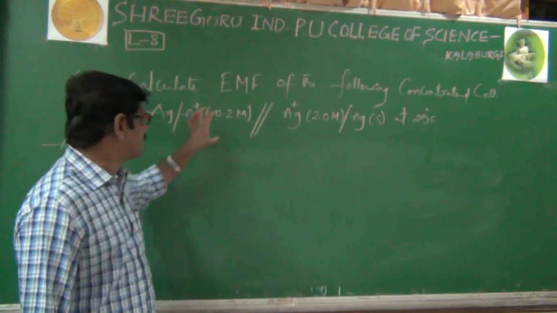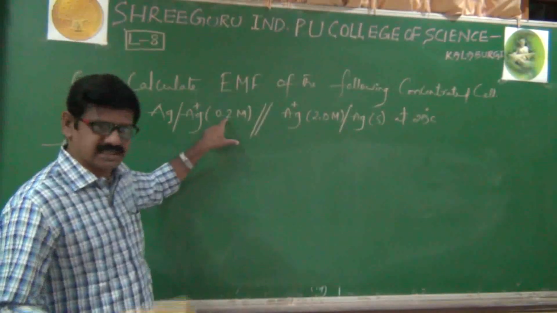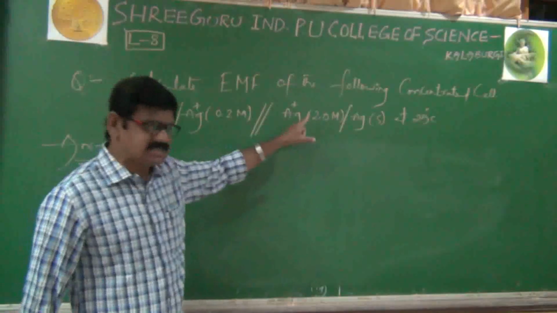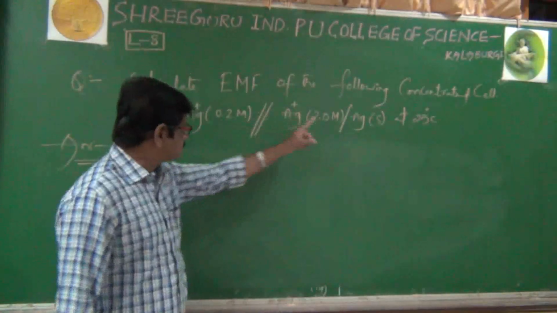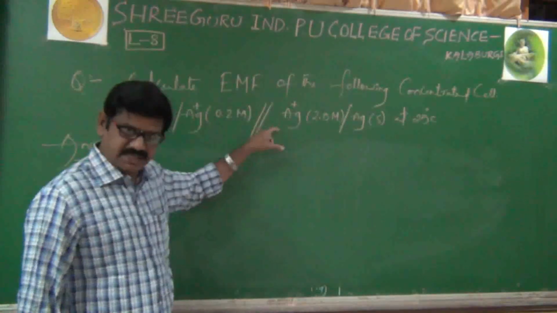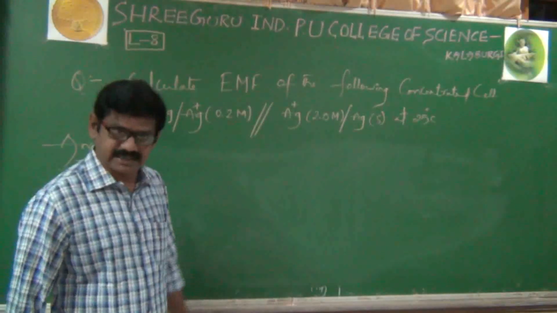Here, if you observe the left side cell, its solution concentration is 0.2 molar. The right side cell, its solution concentration is 2 molar. Both the concentrations are different. Electrodes are the same, but concentrations are different. That's why it is called a concentration cell.